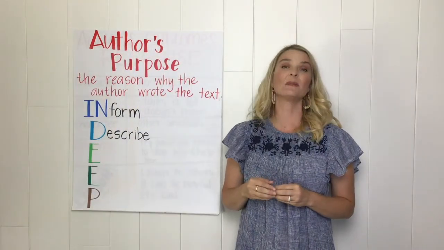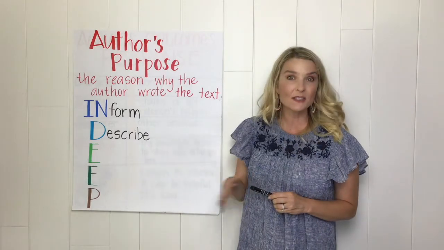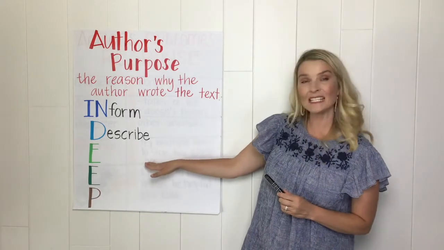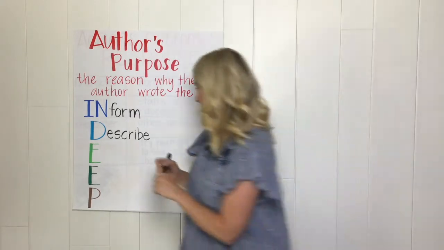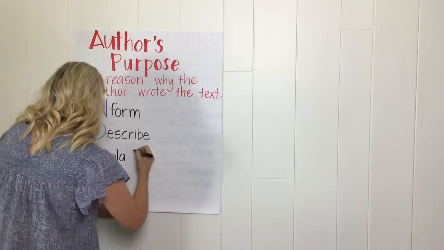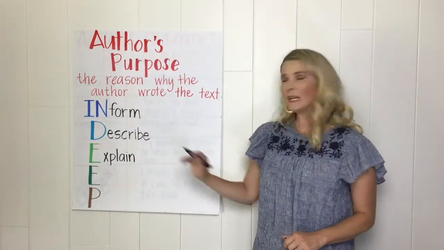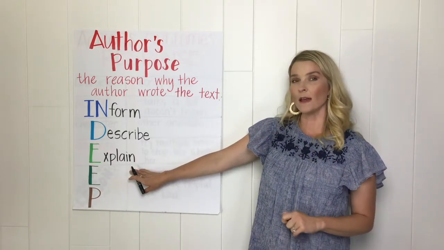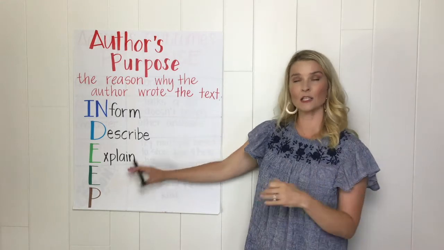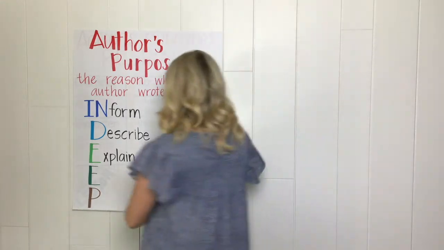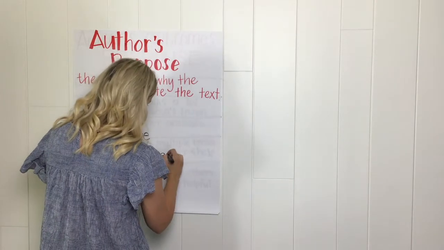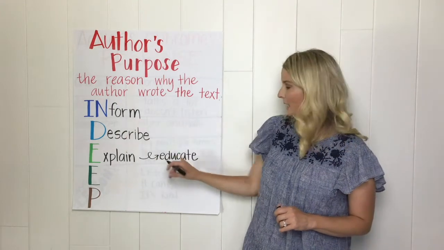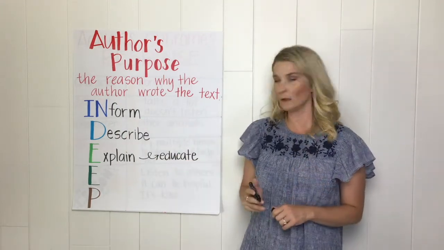The next one is explain. They might want to explain the steps of something to you or the reasons for something. So another E is to explain. Now, when I think of this one too, I also think about another word that starts with E, and that's educate. So explain and educate might be there to teach us something. So I'm going to add that. That might also go with inform, but I thought this word kind of helped us a little bit.